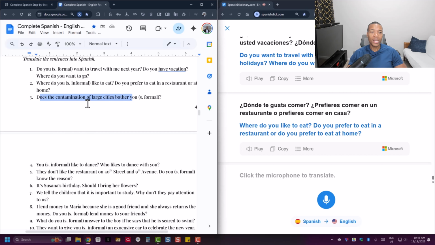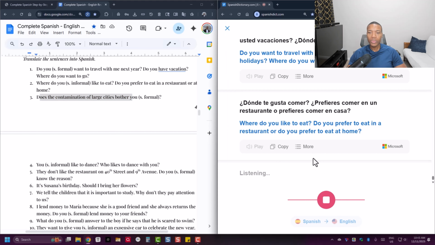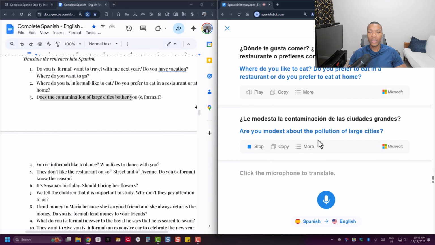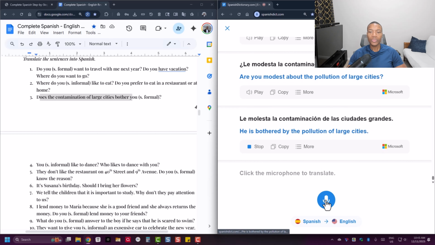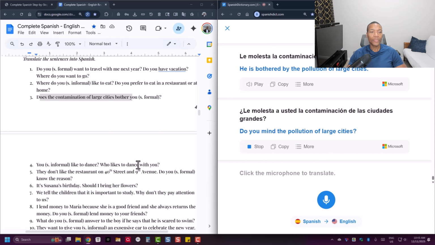Number 13. Does the contamination of large cities bother you? ¿Le molesta la contaminación de las ciudades grandes? Are you bothered about the pollution of large cities? ¿Le molesta la contaminación de las ciudades grandes? He is bothered by the pollution. ¿Le molesta a usted la contaminación de las ciudades grandes? Do you mind the pollution of large cities?